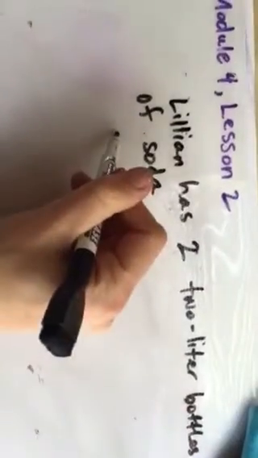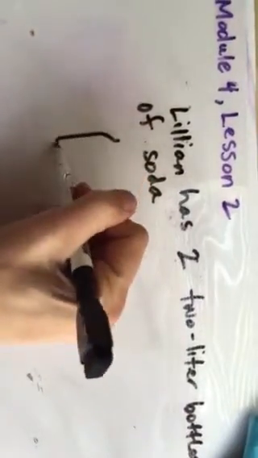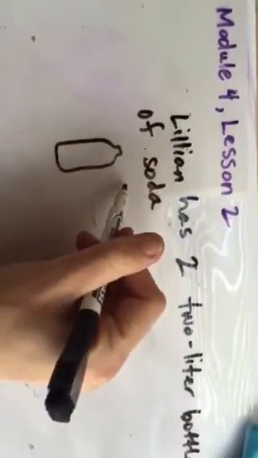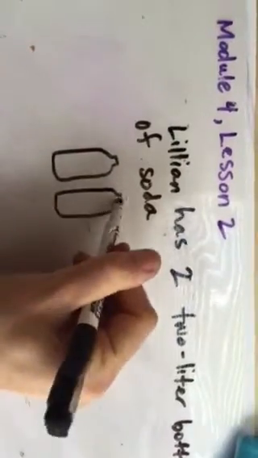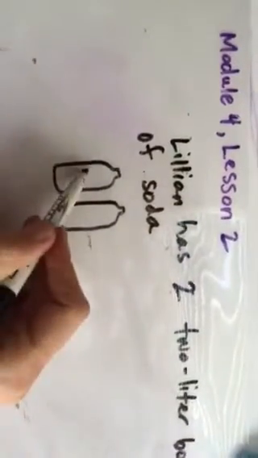So in this one, Lillian has 2 2-liter bottles of soda. Let's go ahead and draw just that part. There's the soda bottles. How many does she have? Oh, she's got 2. And how big is each one? 2 liters.